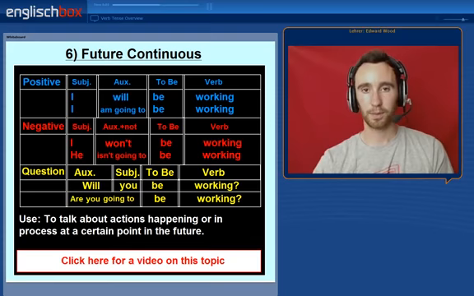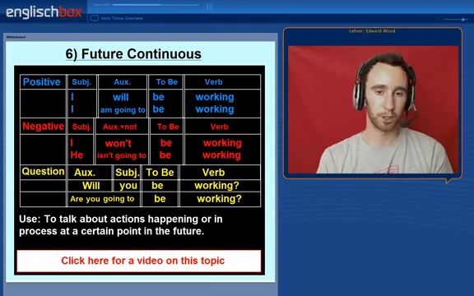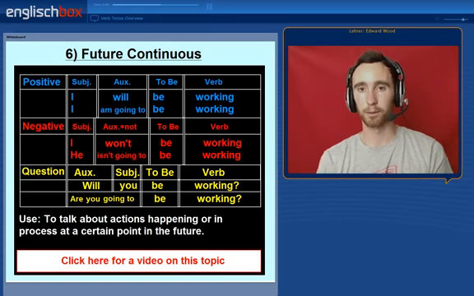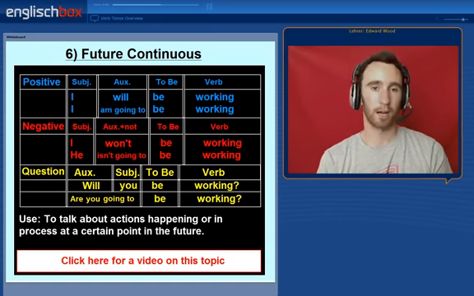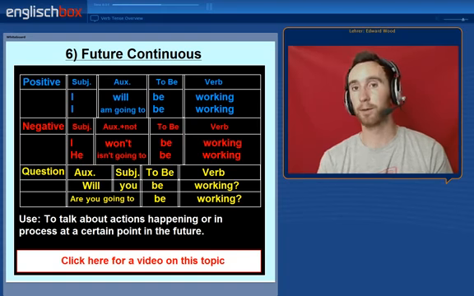Okay, moving on. The future continuous. We use the future continuous to talk about actions happening at a certain point in the future. For example, I will be working, or I am going to be working at 5 o'clock tomorrow.